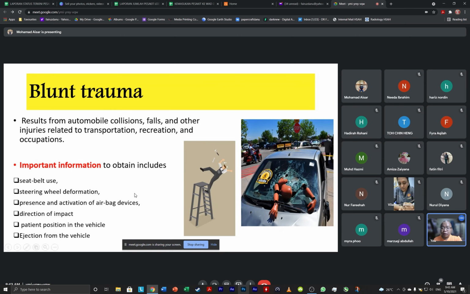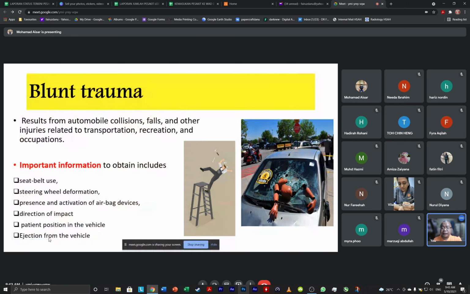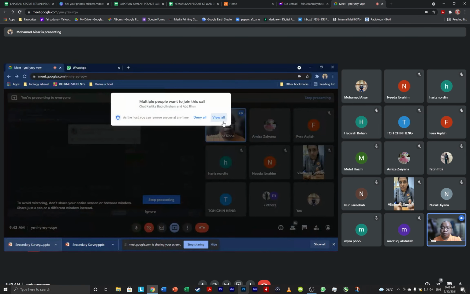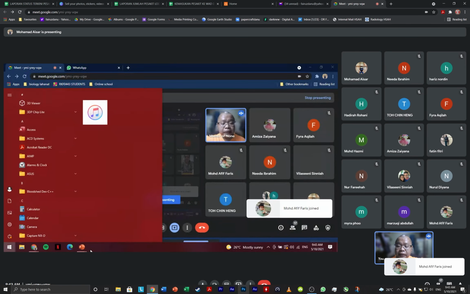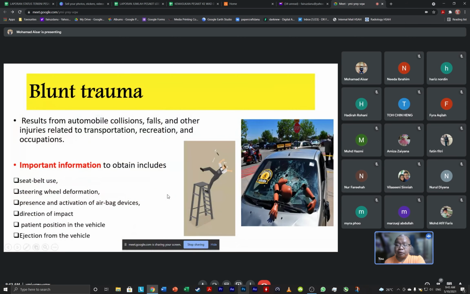So tapi what you need to understand is what you need to establish ni sebenarnya adalah whether it's a high impact punya injury, high impact punya accident ke low impact. So one way for you to determine whether this is high impact or low impact is by benda-benda macam ni lah.